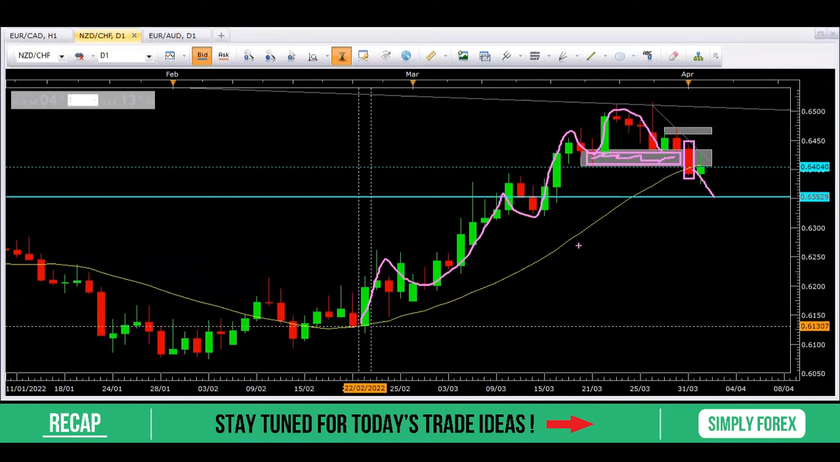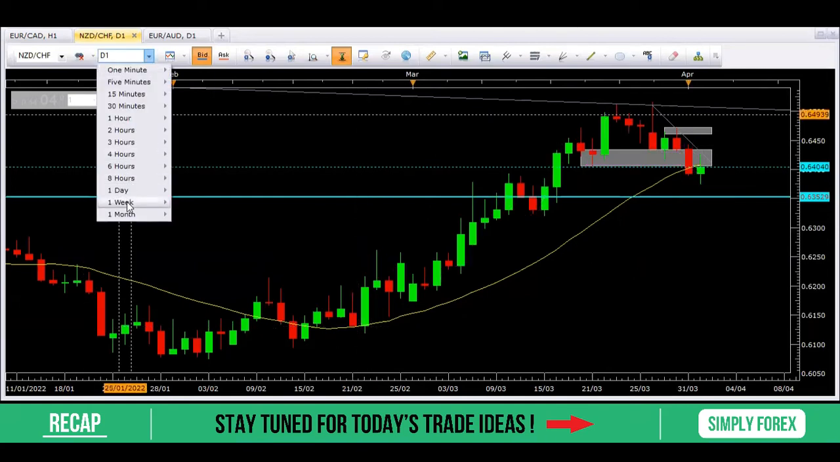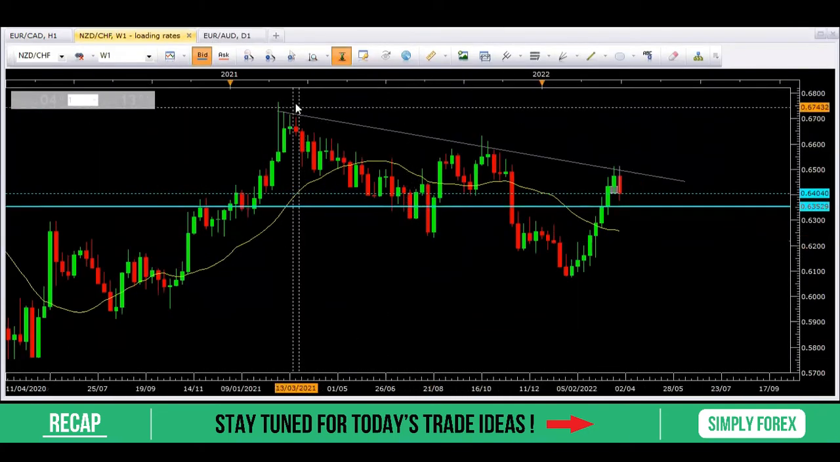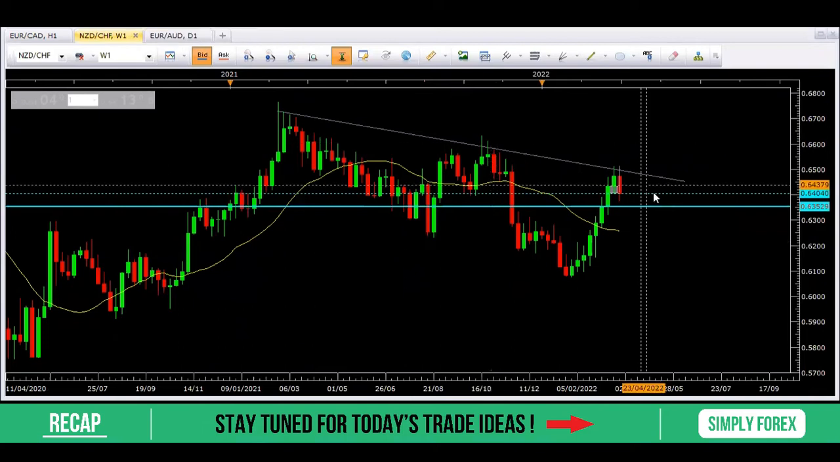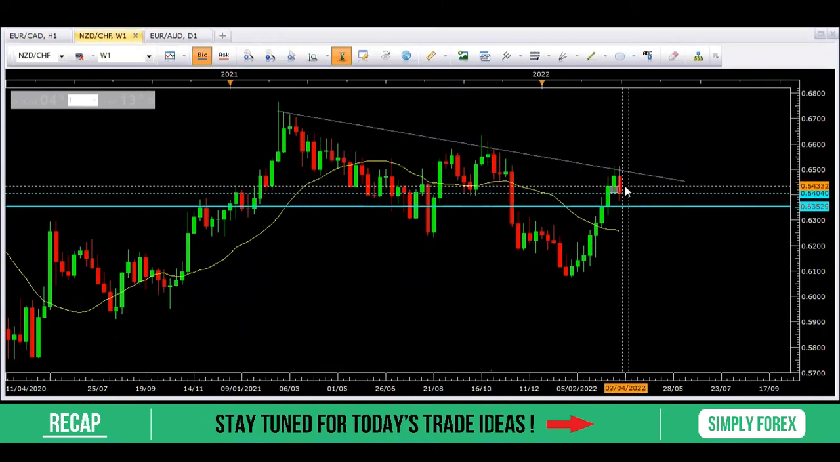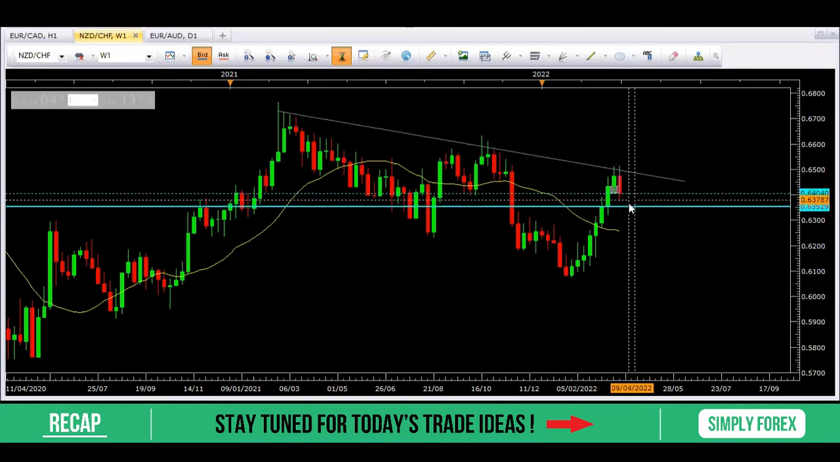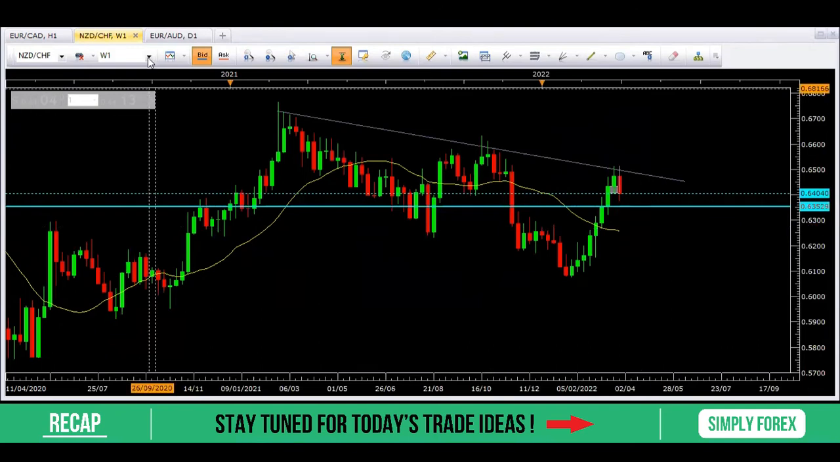Also, to support the idea to go short, if we look at the weekly chart, I can see this diagonal resistance level. And as you can see, the weekly candle last week was very bearish. So it's reacted at that level, which again gave me more confidence to take this market shorter.